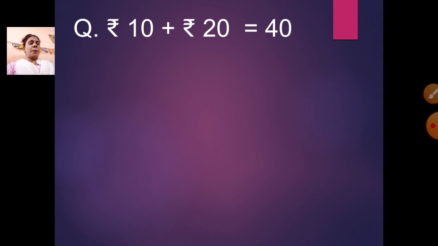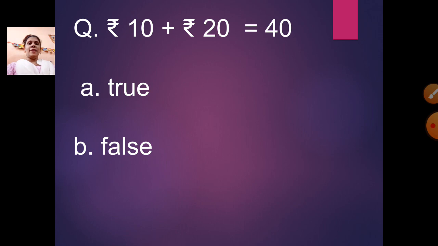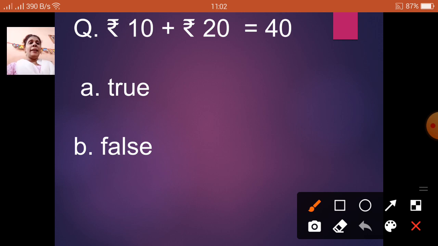Rupees 10 plus rupees 20 is equal to rupees 40. Option A true, option B false. Let us calculate and see, children. 10 plus 20 is how much? 30. Correct. But here the answer is given 40. So it is true or false? It is false. Why? Because 10 rupees plus 20 rupees will be 30 rupees and here the answer is given as 40 rupees. So your answer is false.